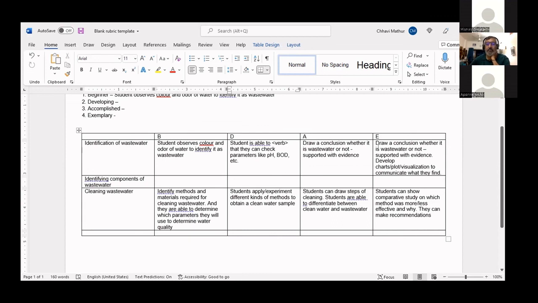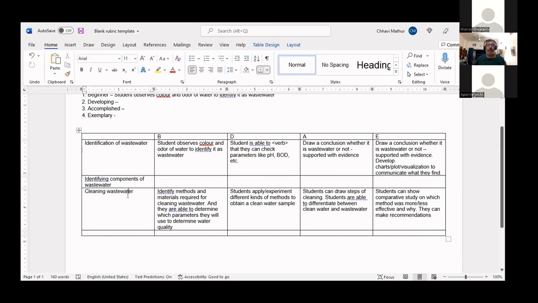And exemplary is where they are able to do that, but they're also able to develop visualizations to communicate what they find through charts and plots, those kinds of things.